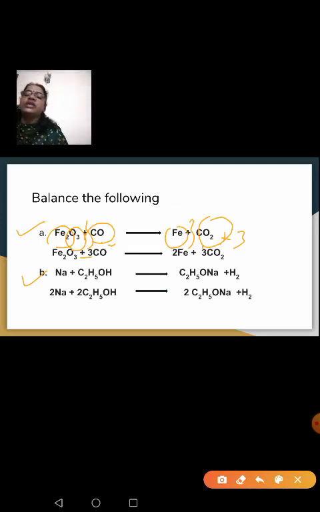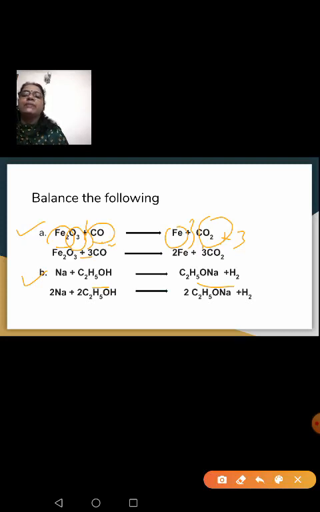The second equation, Na plus C2H5OH gives C2H5ONa plus H2. Now, here your hydrogen atoms are not equal. Here you have only 6, here you have 5 plus 2, 7. To make it balance, what am I doing? I am multiplying by 2 this side.